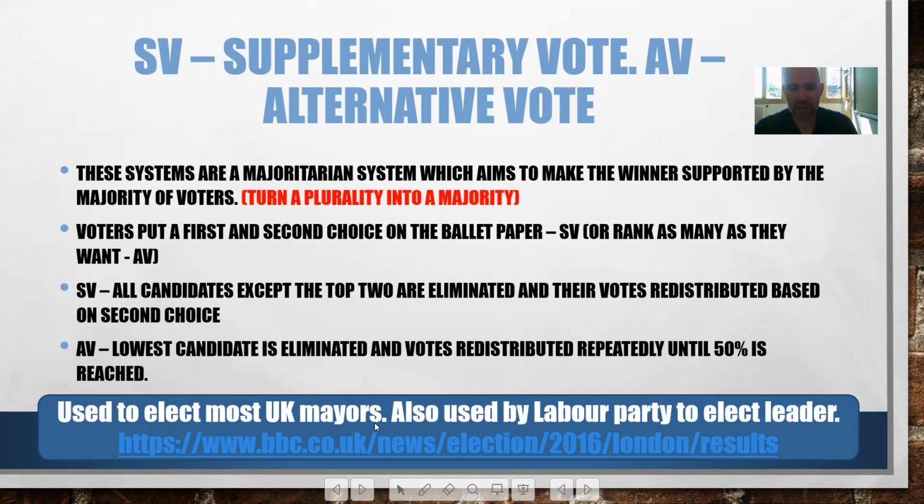This is used in the UK to elect most of the mayors, and it's also used by the Labour Party to elect their leader. If you click on the link, you can examine the London mayoral elections further for your understanding. And that's it. Hope you found that useful and interesting. You now should know three electoral systems: first past the post, AV, and SV.